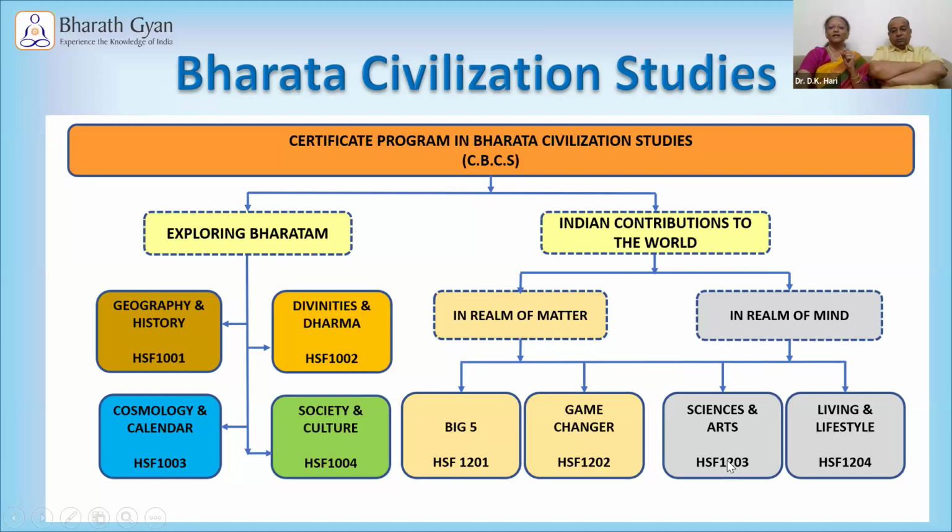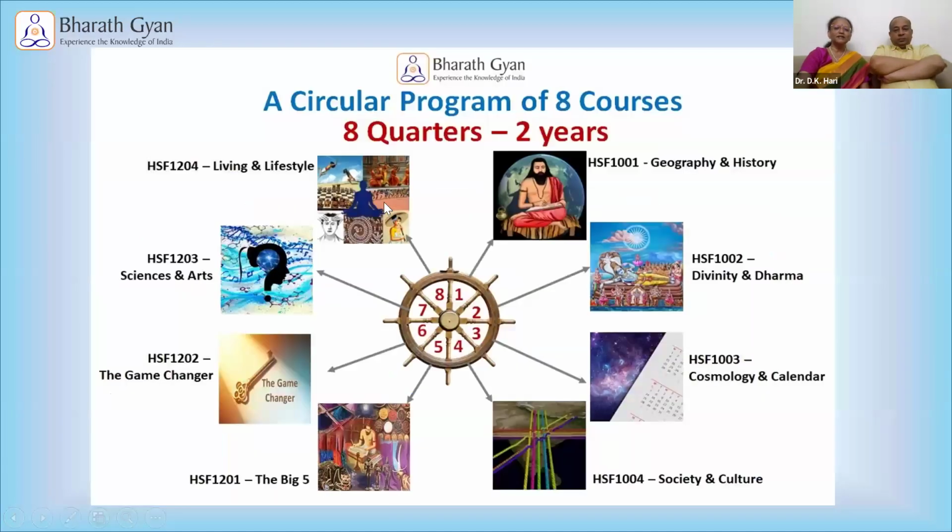Likewise, in the realm of mind, what are the things we contributed in the realm of sciences and arts, and living and lifestyle, which we just completed just now. Just last quarter we completed that. So we are starting, and we do this as a cyclical program. So these series of courses go around like a circle, and they are like a hop on and hop off. So people can join at any of the quarters and still get a good handle. And as they complete the 8 courses, they get a certificate from the university, and the certificate is for 12 credits.